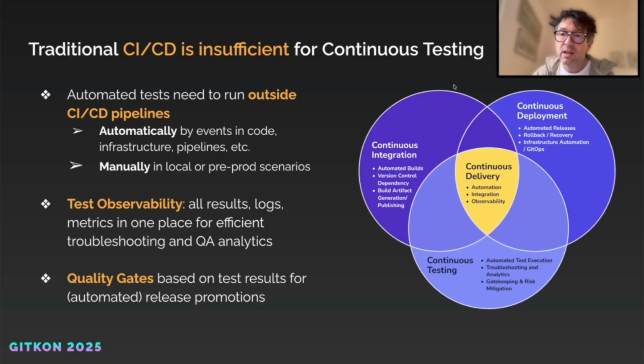And just to have a nice Venn diagram in this presentation, as you can see, continuous integration up here is really focused on builds. Continuous deployment is more focused on releasing. Continuous testing is focused more on automated testing and all the things I mentioned related to that. All of this boils down to continuous delivery, which is, of course, all of these three at a higher level.